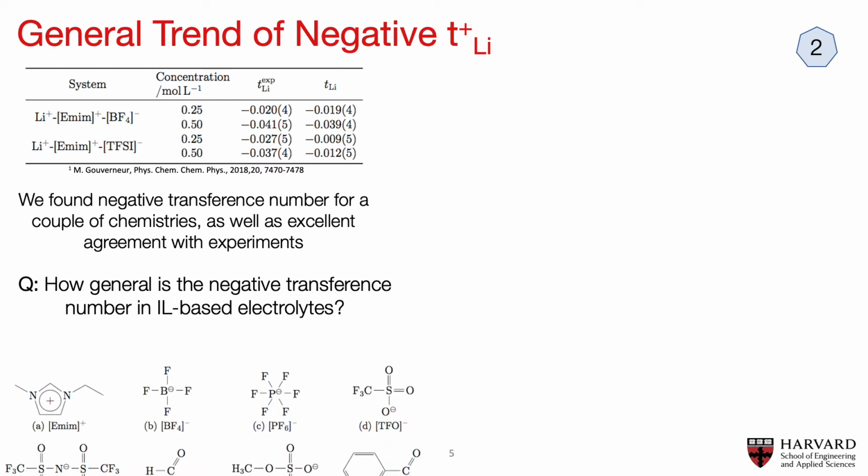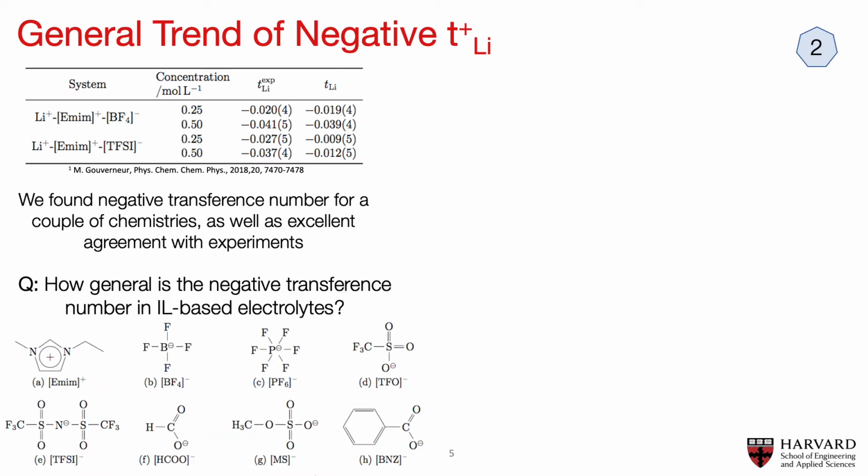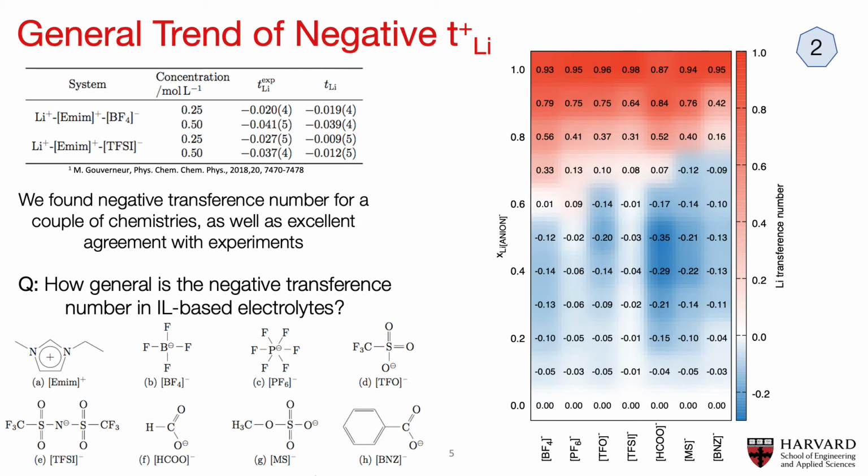So we asked ourselves the question, okay, but how general is this trend of a negative transference number in this sort of systems? So what we did was to generate more models, changing the anion part of the ionic liquid while keeping constant the counter-cation of the ionic liquid and the cation of interest, which is lithium in all these systems. And what we found is this heat map, where blue indicates a negative transference number and red indicates a positive transference number. As you can see, the trend is pretty much the same across all the chemistries that we investigated, going from 0 transference number, when there is no lithium in the system, of course, going to a negative regime, and then going back up to a positive.